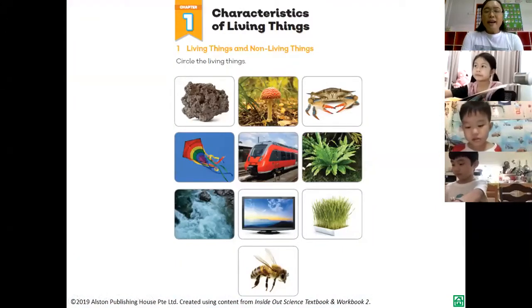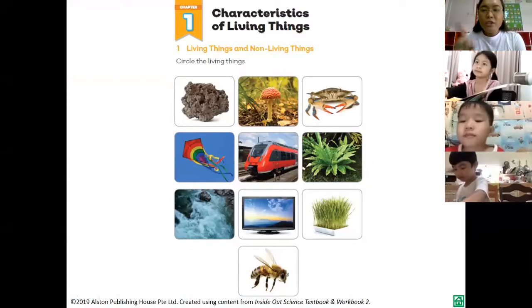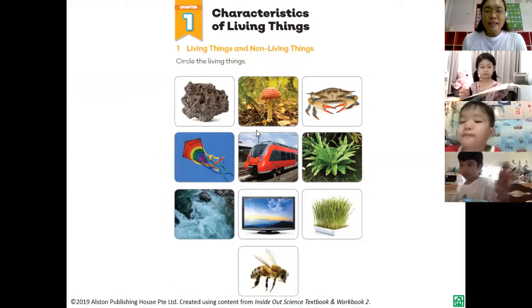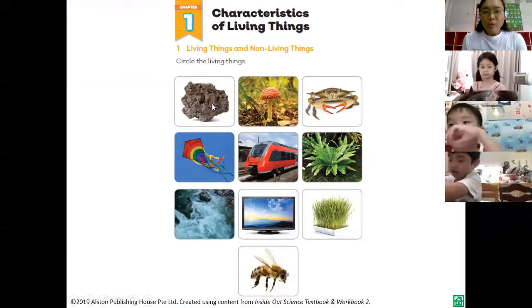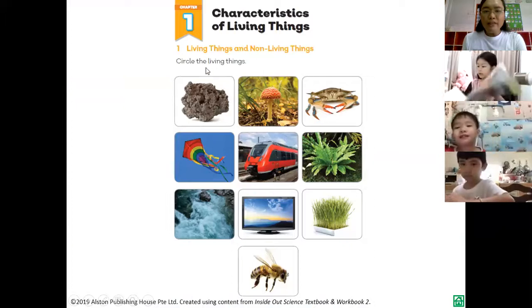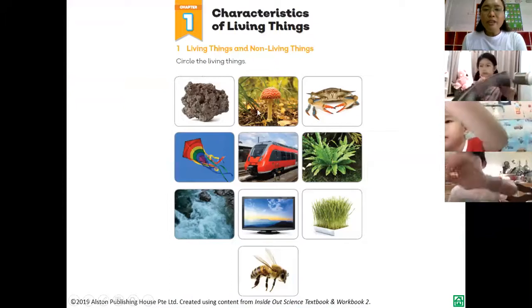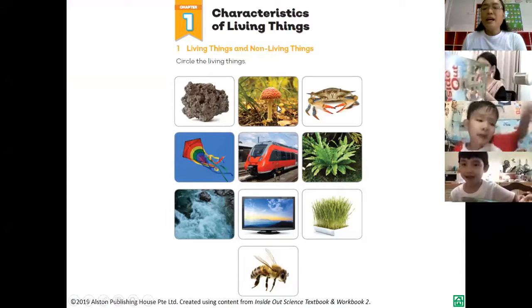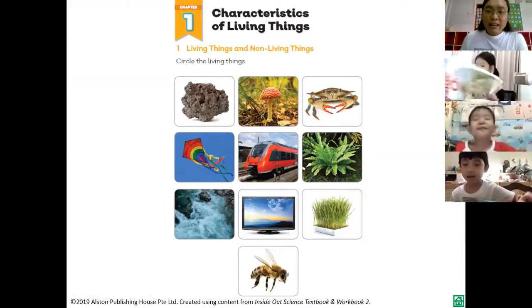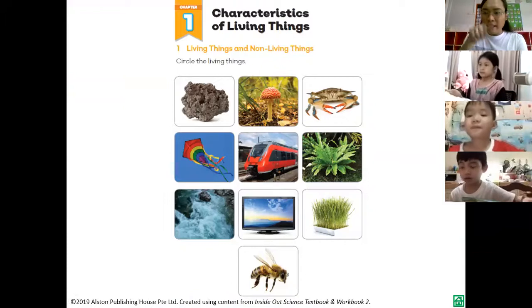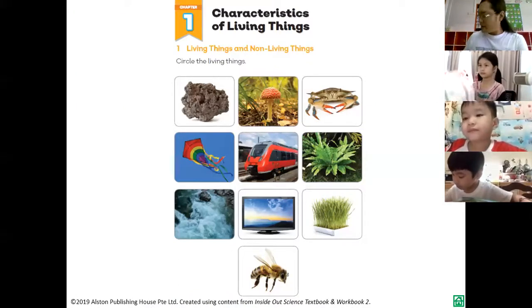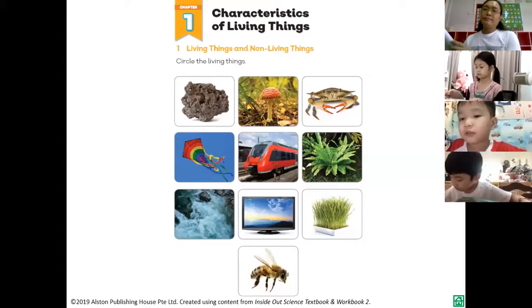All right, now, class, listen. Circle the living things. Which do you think are the living things? What about this one? Is it living or non-living? No. What about mushroom? Is it living or non-living? If it's living things, you circle, okay? Circle the living things. It's living.